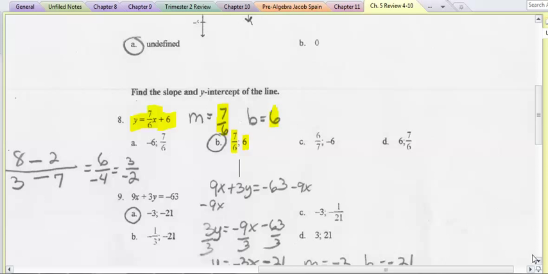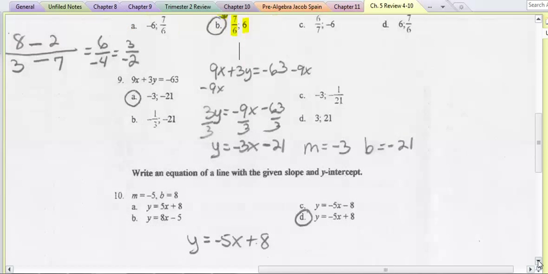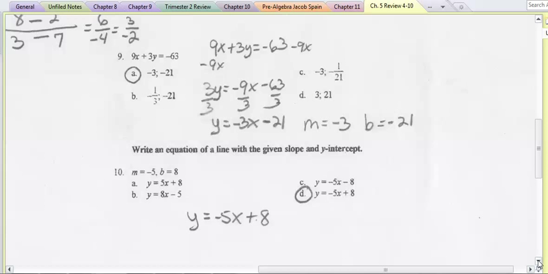Number 9. We had to verify that it was in slope-intercept form, and it was not. So we did some work by moving things across the equal sign, making it negative 9x minus 36, getting y by itself, dividing by 3, and now we have slope-intercept form right here. The slope is negative 3. The y-intercept, or the b, is negative 31. And that's why it's letter A.